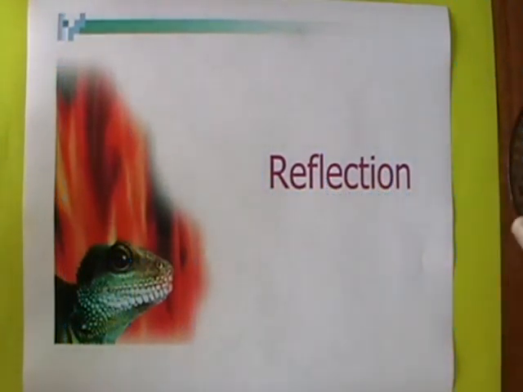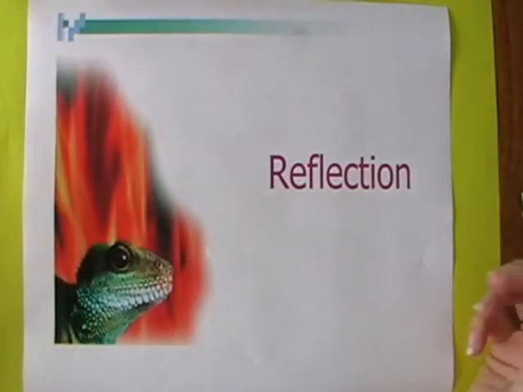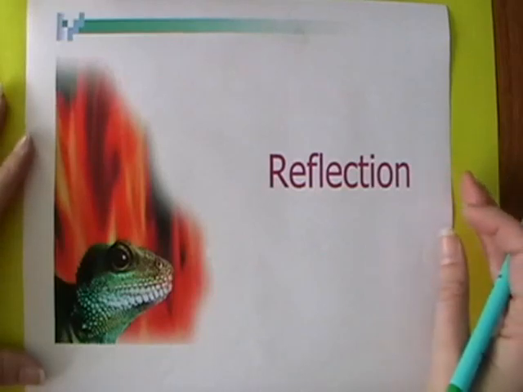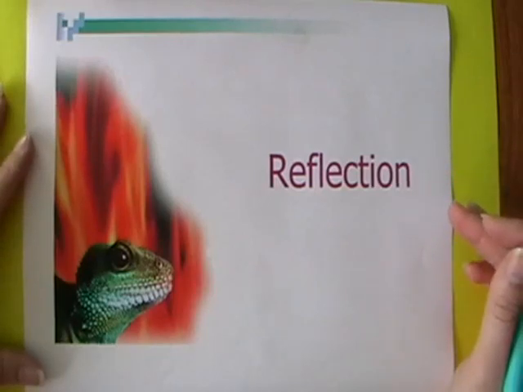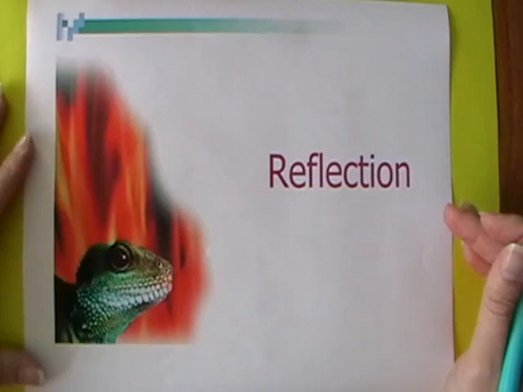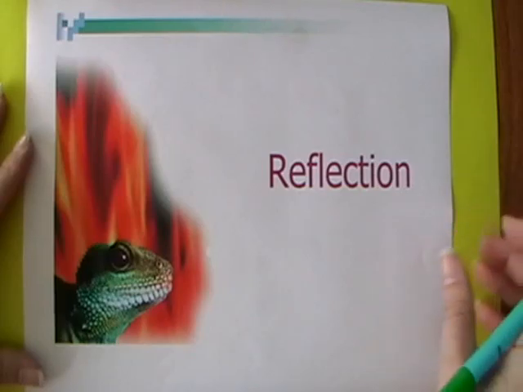This videocast is aimed at Key Stage 3 and Year 10 in particular, and it teaches the properties of reflection of light. In this videocast we are going to learn how light is reflected in a plane mirror and then how to draw ray diagrams to illustrate that reflection property, and we're going to learn about the law of reflection.